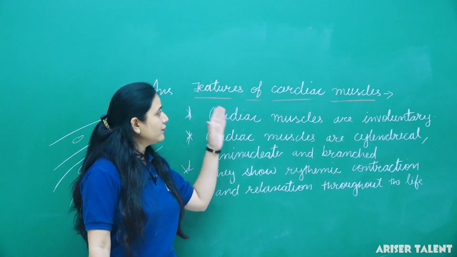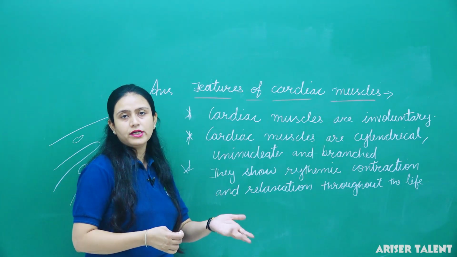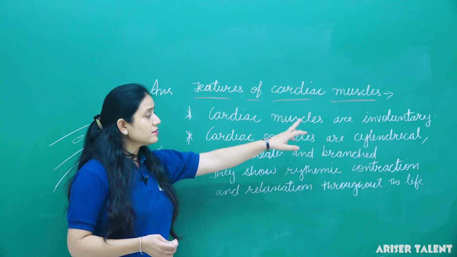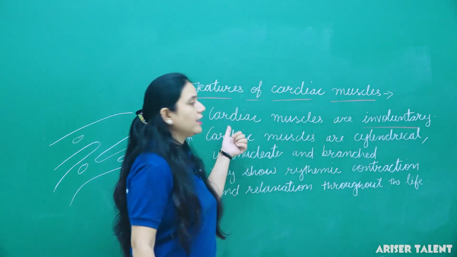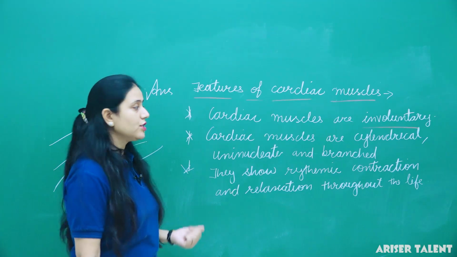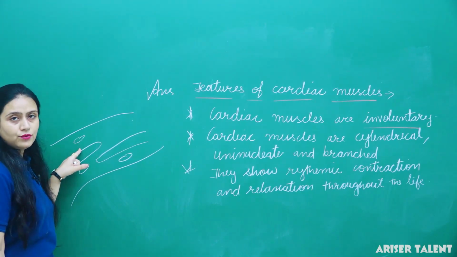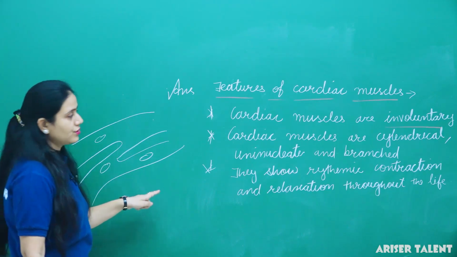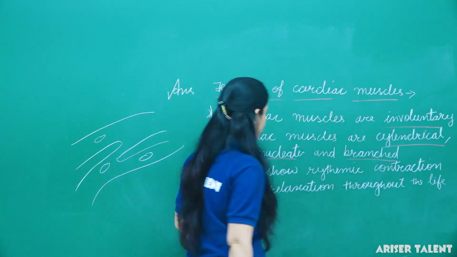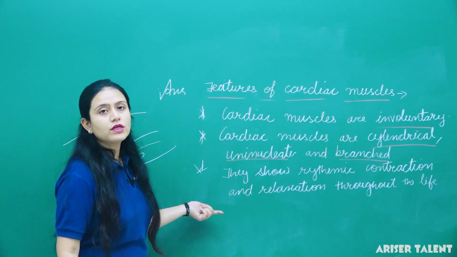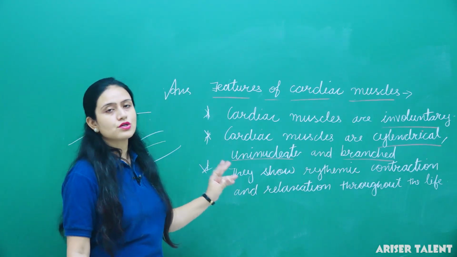So these are the features of cardiac muscle. Number one, they are involuntary in nature because they work automatically and are not under our control, which is why they are known as involuntary muscles. Another feature is that they are cylindrical, have one nucleus, meaning they are uninucleate, and they are branched. Besides, they work throughout life and show rhythmic contraction and relaxation. Clear?